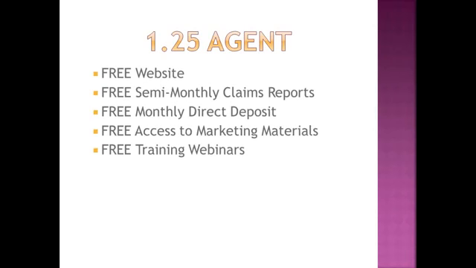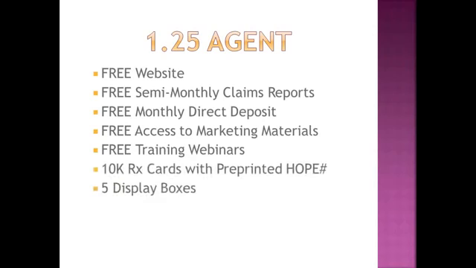Now, a $1.25 agent gets all the free stuff, but we're going to throw in, and I'll show you what you do to get a $1.25 agent, you get 10,000 cards with your Hope number printed on them, and you get 5 display boxes, which some of you have bought those already. They're the plastic boxes that you put your cards in and you put them on a counter at a pharmacy, at a doctor's office, urgent care center, wherever you're at. You get 5 of those. Okay. Now you're getting $1.25 per paid claim, and I'm going to show you how you can buy right up to that so you don't have to wait.